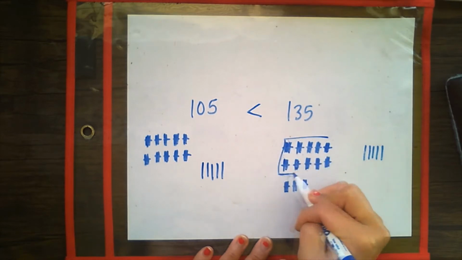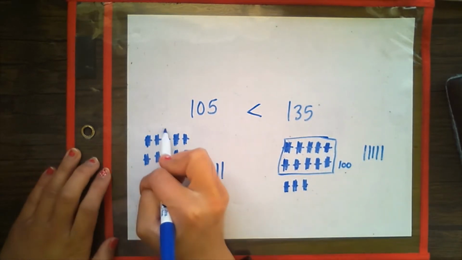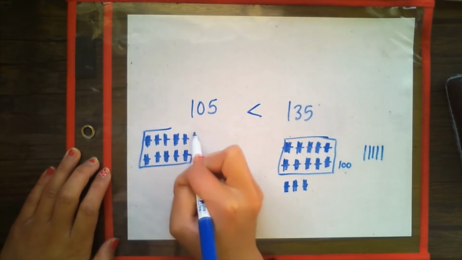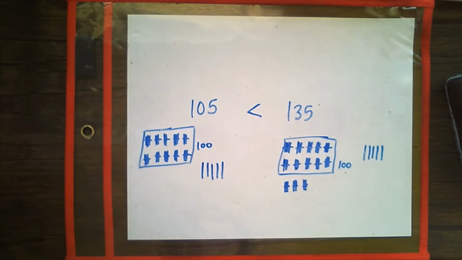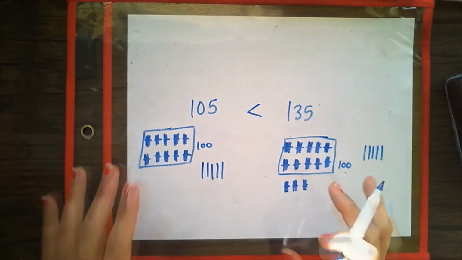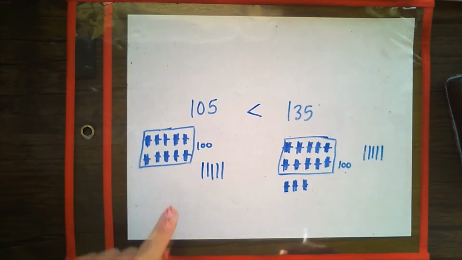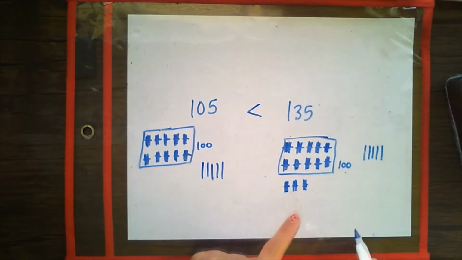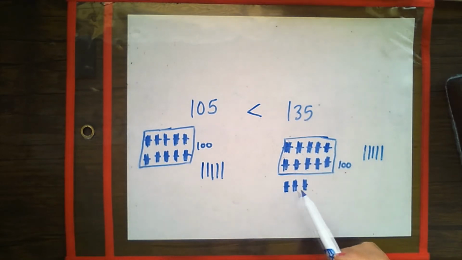And I'm going to box this in just to show the 100. Sometimes we switch out the units to see things a little bit more clearly. So they both have 100 in them, but 105 only has 10 tens, whereas 135 has 13 tens. There's 10 in there, 11, 12, 13. Great.